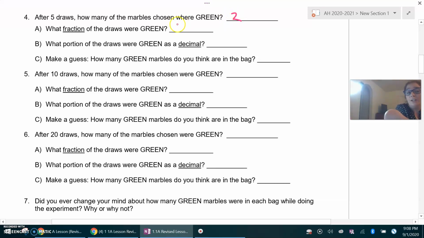So what fraction were green? She got 2 out of 5. What portions of the draws were green as a decimal? 2/5 as a decimal is going to be 0.4. And now you get to pause and make a guess how many green marbles you think are in the bag.